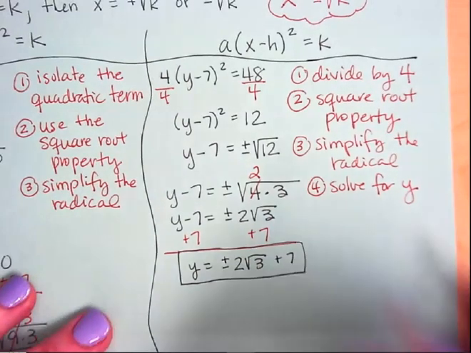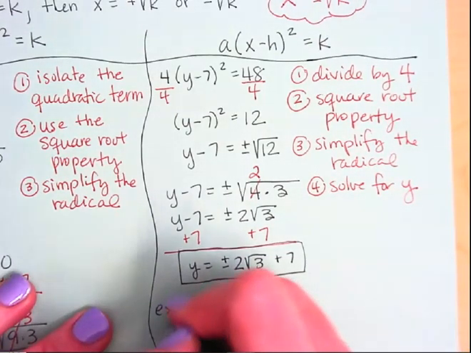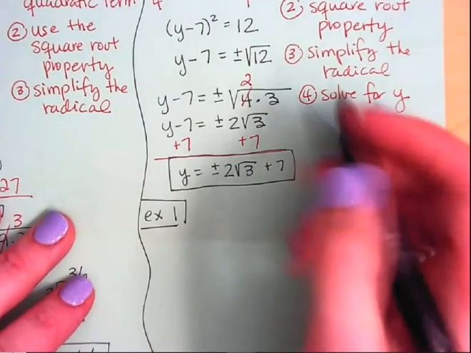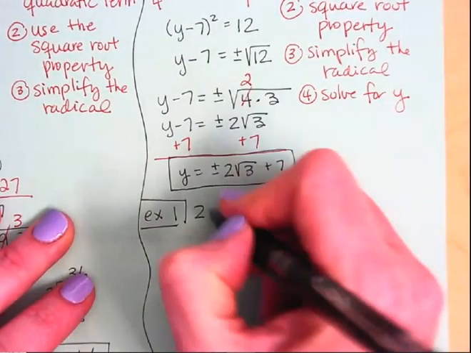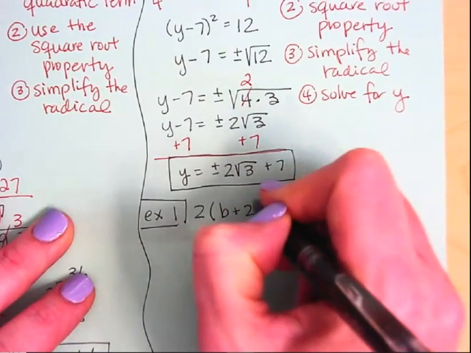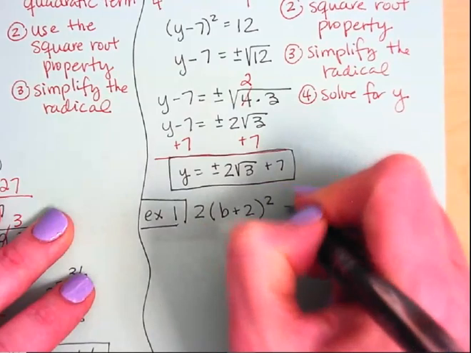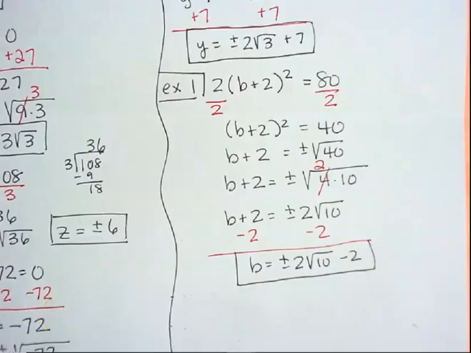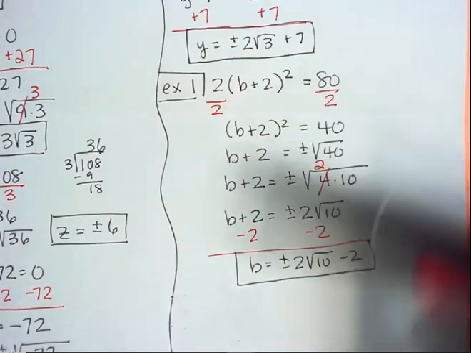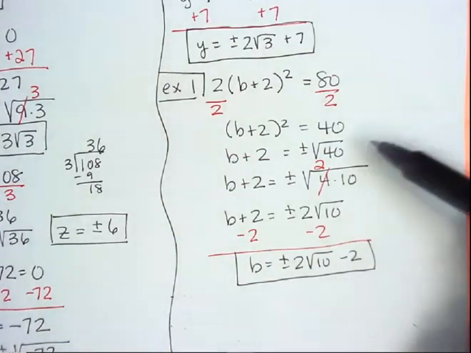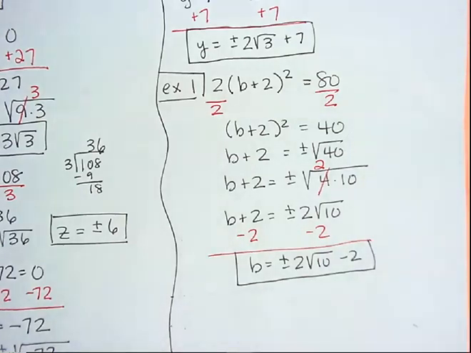And I want you to pause the video and do this next problem on your own. 2 parentheses b plus 2 parentheses squared equals 80. So here is my work. Pause your video if you need a second to compare to yours and find any mistakes.